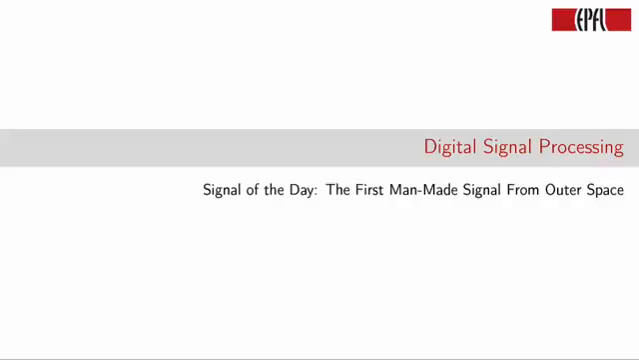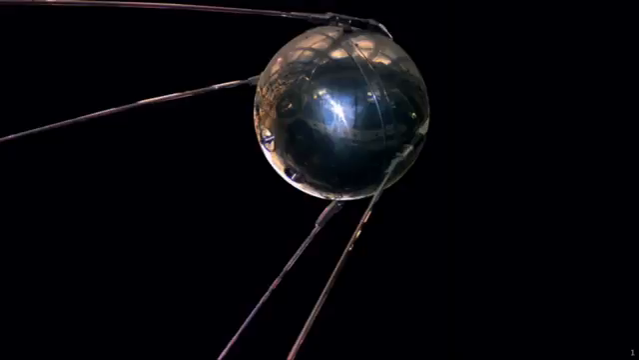The first man-made signal from outer space. Sputnik was the first artificial Earth satellite launched by the Soviet Union on October 4, 1957. Its main spherical body was surrounded by 4 external radio antennas, which transmitted a signal. This signal is thus the first man-made signal sent from outer space. Although Sputnik was in orbit for 3 months, its signal only lasted for 22 days, at which point it ran out of power.